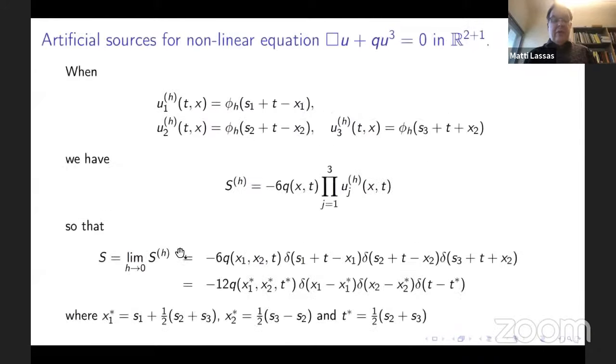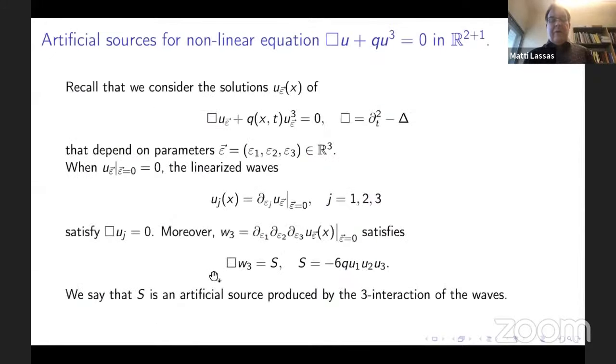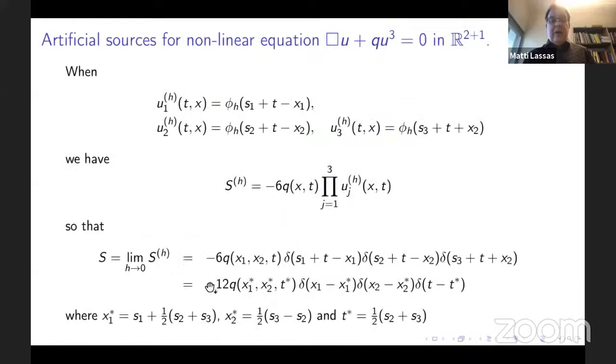Okay, so let's see what we have obtained. We had that the nonlinear interaction of 3 waves. So in this derivative here, I call it the interaction of 3 waves. It produces a wave that is solution of the wave equation with the artificial source. This artificial source S, we computed it. It is this constant times delta distribution.